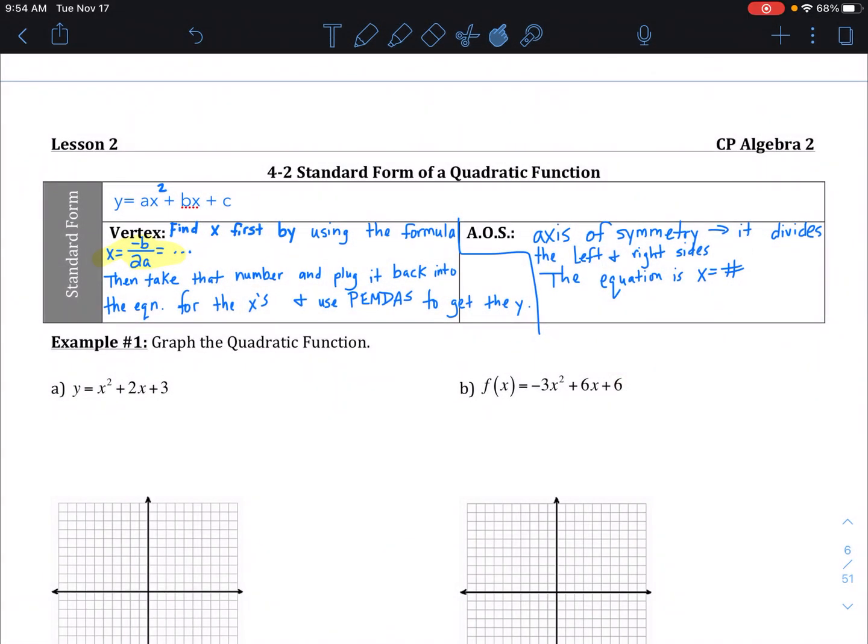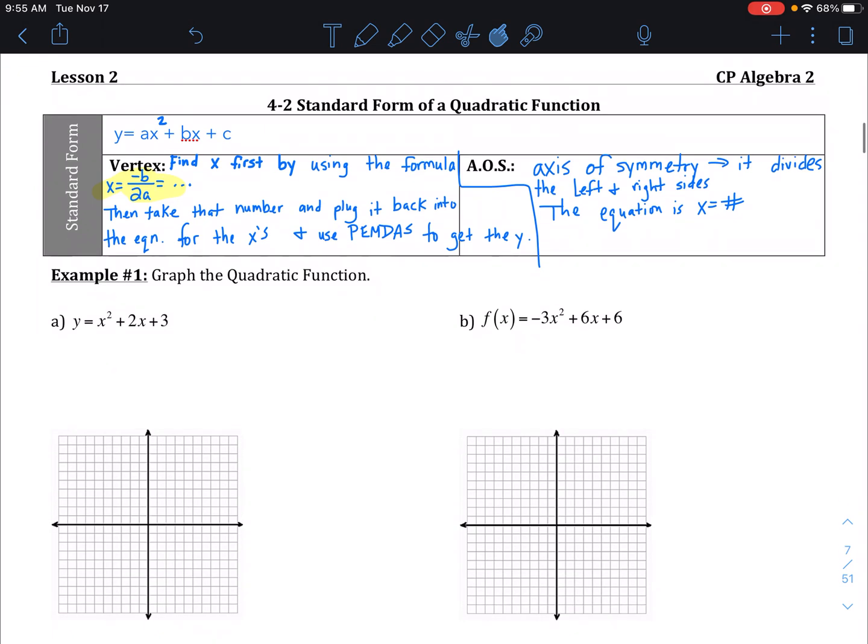Okay, guys, we're beginning lesson 2 today. What we're going to focus on is standard form of a quadratic equation and how to graph it. Standard form is ax squared plus bx plus c, where a, b, and c are real numbers. Remember, this is going to form a parabola when we draw it.